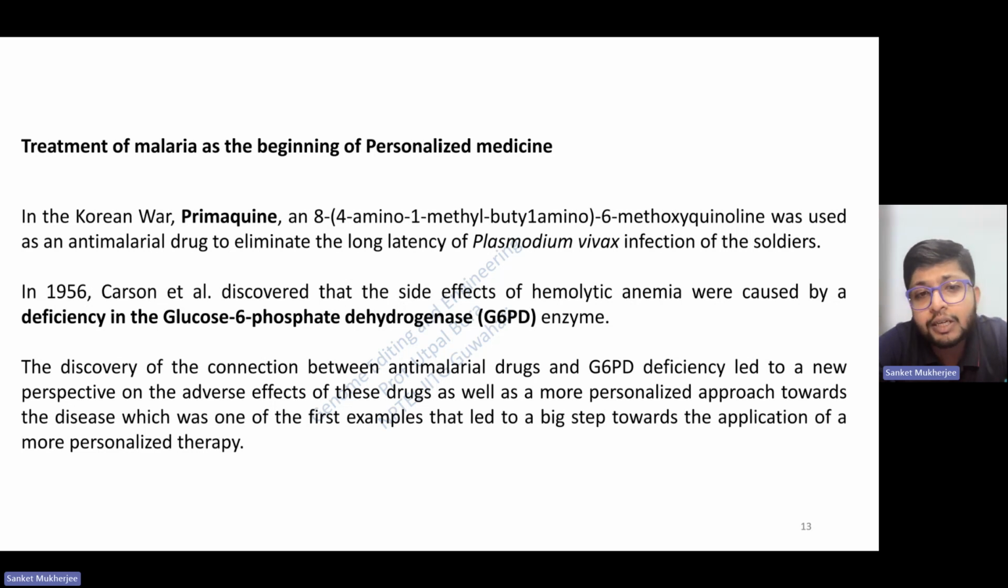The discovery of the connection between anti-malarial drugs and G6PD deficiency led to a new perspective on the adverse effects of these drugs, as well as a more personalized approach towards the disease, which was one of the first examples that led to a big step towards the application of more personalized therapy.